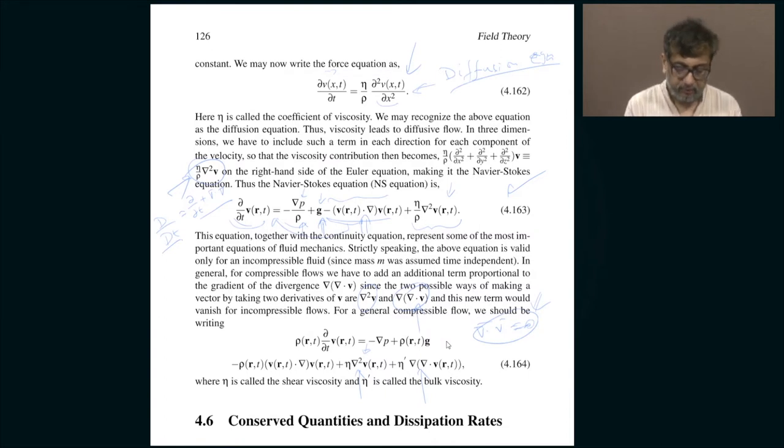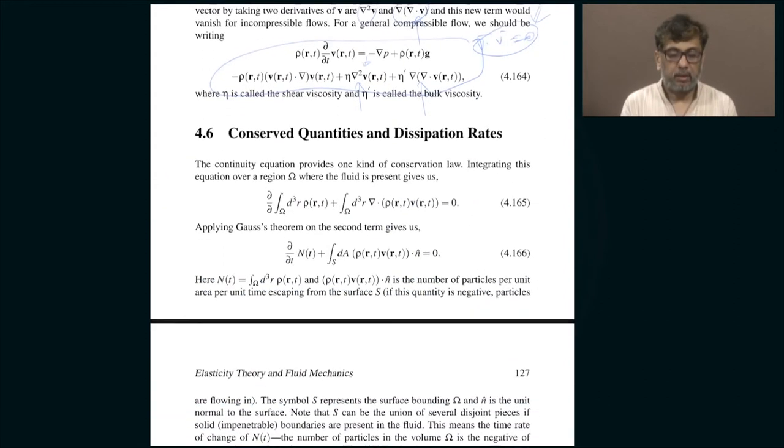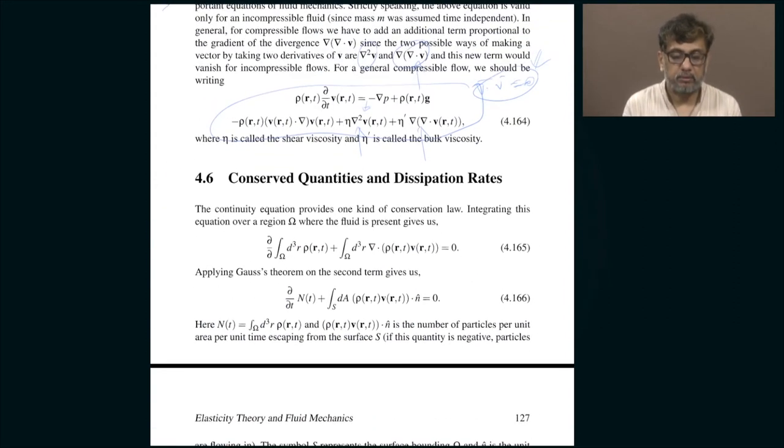So the bottom line is that this is the most general type of equation you can write down for a fluid. This would be the generalization of Euler's equation to include viscosity. So this, together with the equation of continuity, again needs to be solved if you want to explicitly determine how the fluid is flowing given certain initial conditions.